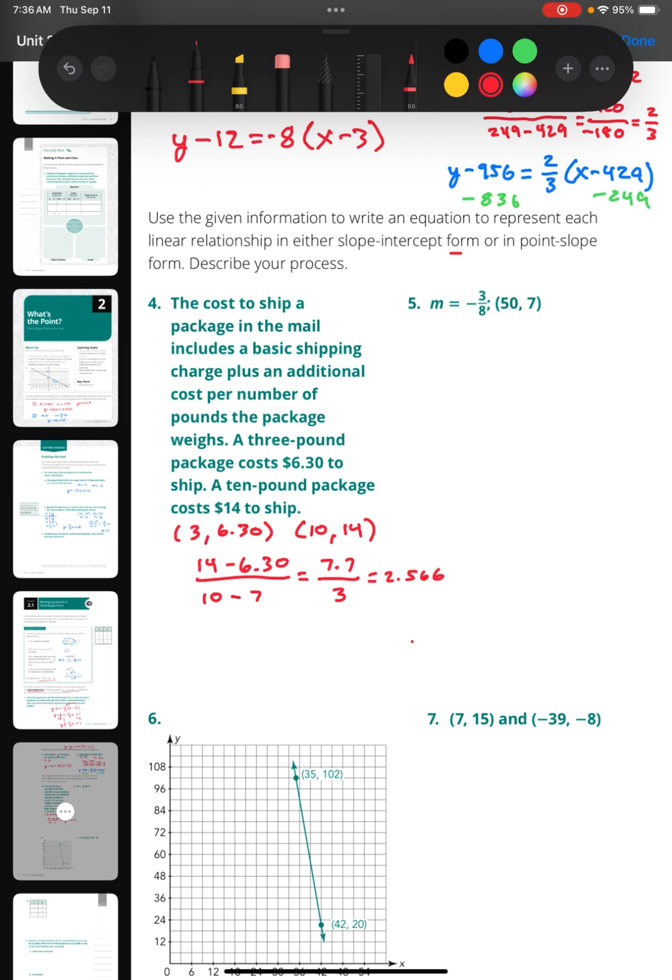Now, I'm going to see if we can convert that to a fraction, and it's 77 over 30. So there is our slope. And then we can go plug in a point. I'm going to choose that (10, 14) point. So y minus 14 equals 77 over 30 for our slope, and then parentheses x minus the x value, x minus 10.